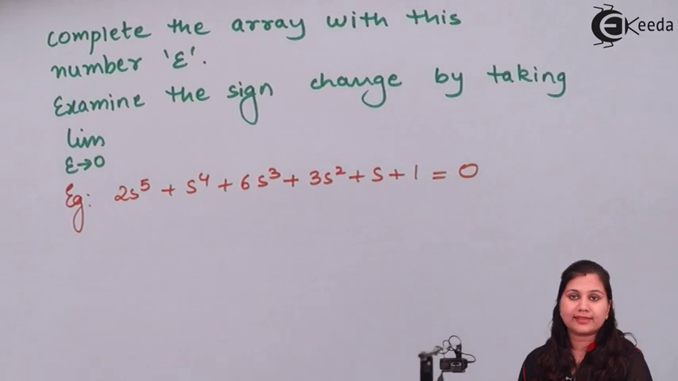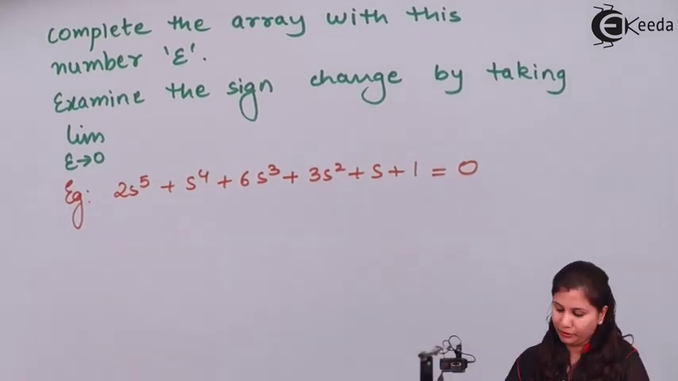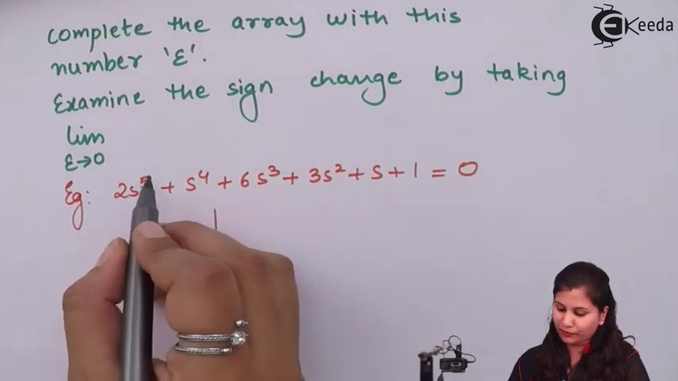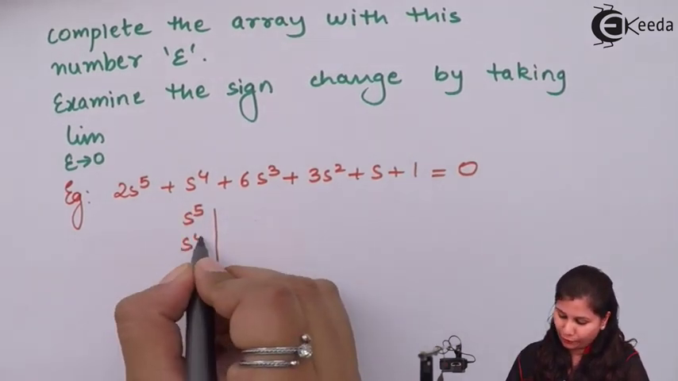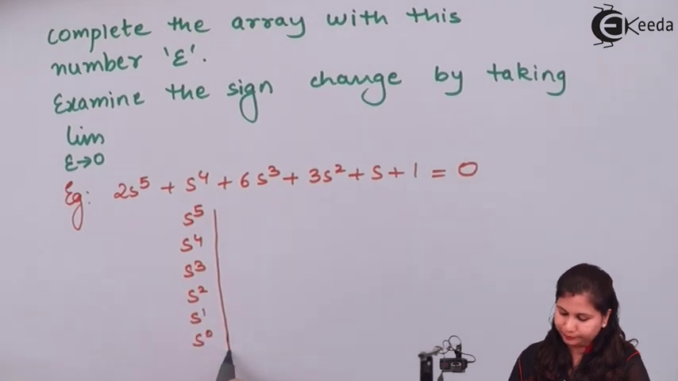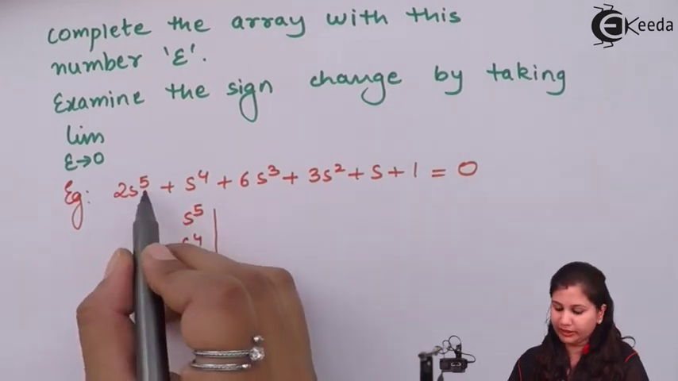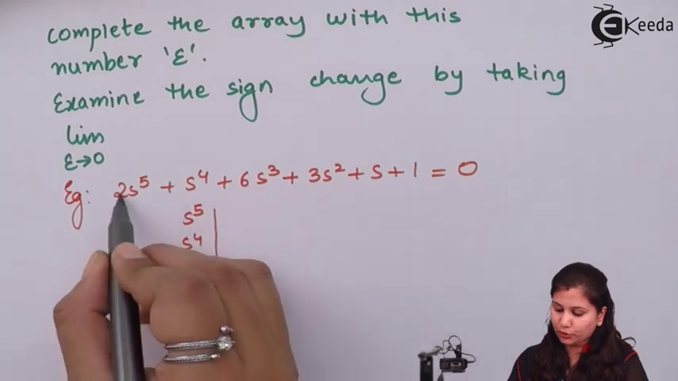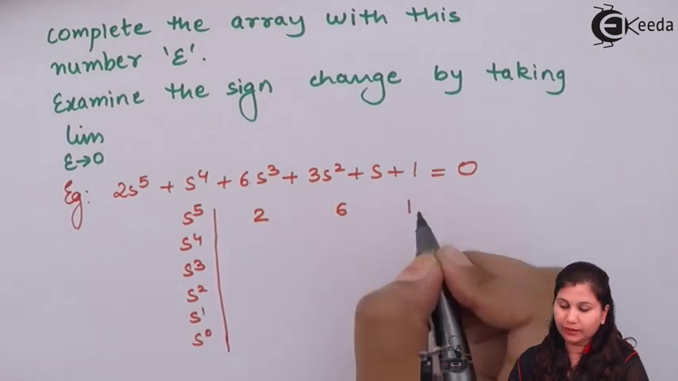So this is the characteristic equation of the system. Now we are going to build the Routh array from it. So Routh array will be, the highest power of s in this is 5. So we are going to start with s to the power 5. Then 4, 3, 2, 1 and 0. Now the coefficient of s to the power 5 is 2. Then the next odd power is s cube. So we will write its coefficient. So 2, 6 and then 1.